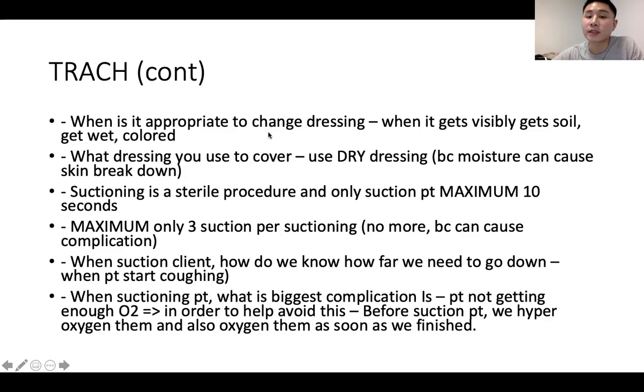When is it appropriate to change the dressing? When it gets soiled, wet, or discolored. What dressing do we use to cover? We have to use a dry dressing, because remember, whenever there's moisture, it's easier for bacteria to grow, and it can cause skin breakdown. Suctioning is a sterile procedure because anything that enters the trachea has to be sterile. If it's not sterile, even the smallest bacteria can cause pneumonia in the lung.